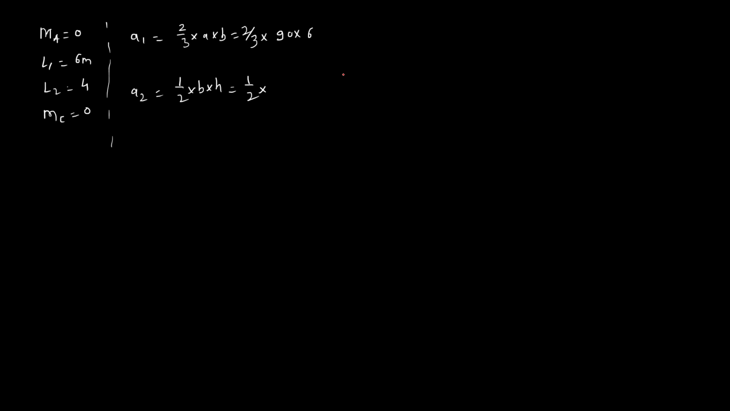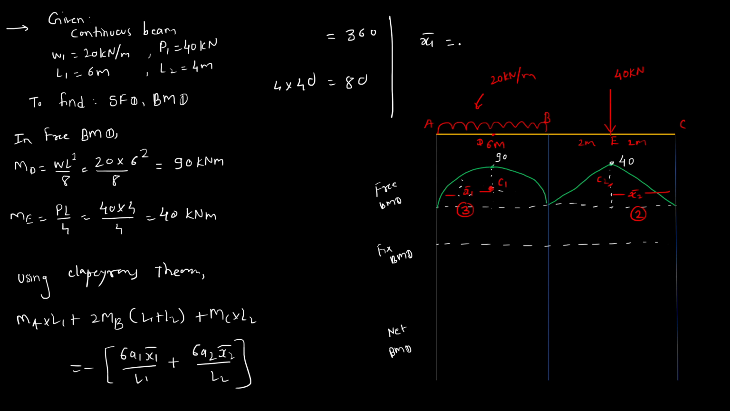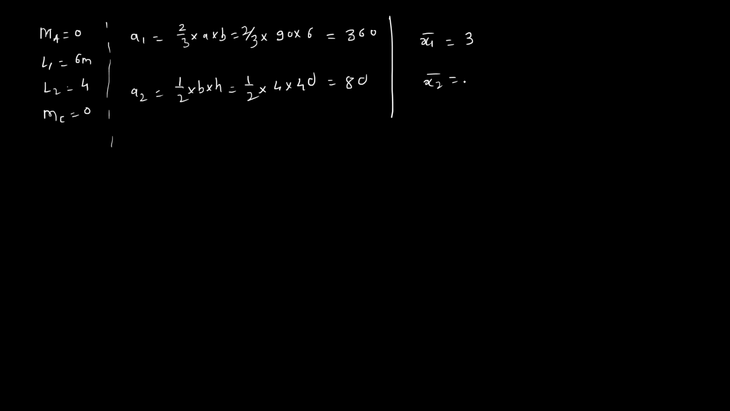We have not yet written the values of A1 and A2 here, so we'll write them once again. This is half into 4 into 40. So this value is 360 here and this is 80. Now x1 bar is 3 and x2 bar is 2.